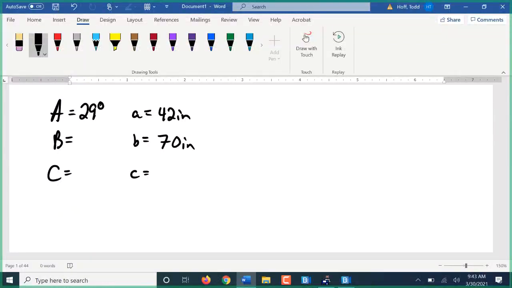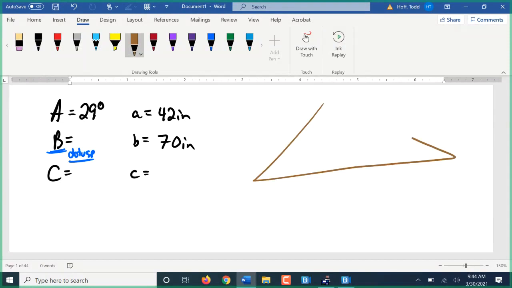However, this is the case where we had mentioned that we need more information. We need to know if angle B here is acute or obtuse. If I tell you that angle B is obtuse, that means our picture is going to look something like this.